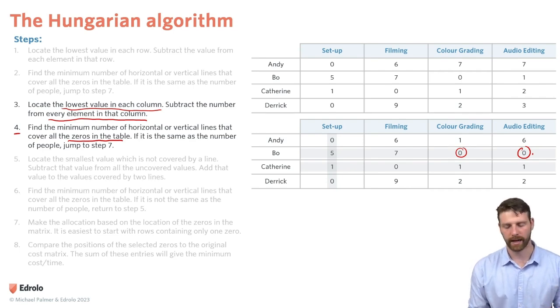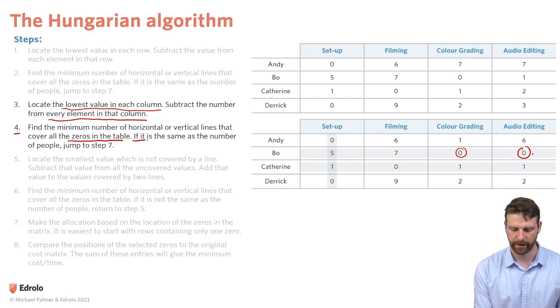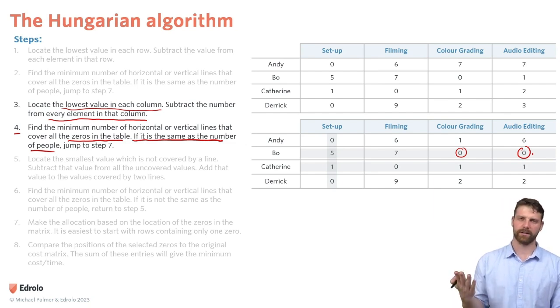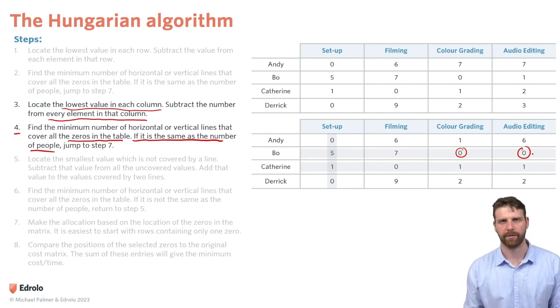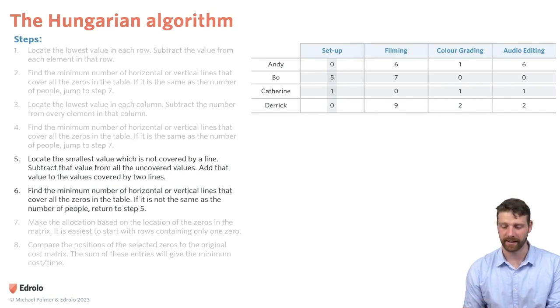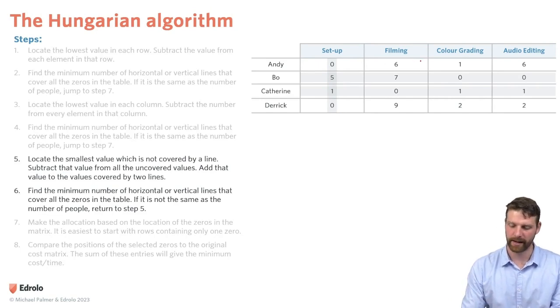So that last part of step 4, it says if the number of lines is the same as the number of people, then I'd go to step 7, but we can't yet. So we've still used 3 lines. We need to be using 4, so we need to go to step 5. Let's do that now. All right, we're getting there. We've got to go on to steps 5 and 6 of the algorithm. So we've got our table there from last time with those rows shaded in.